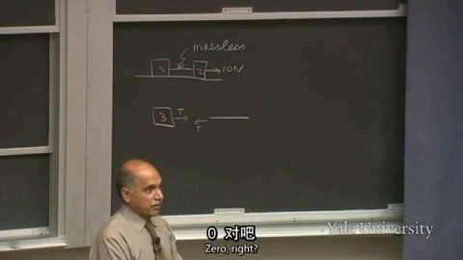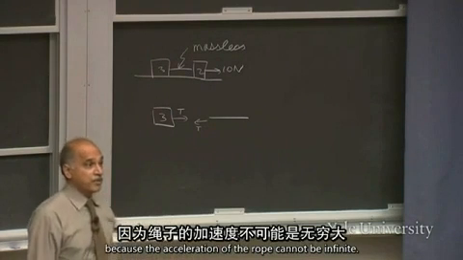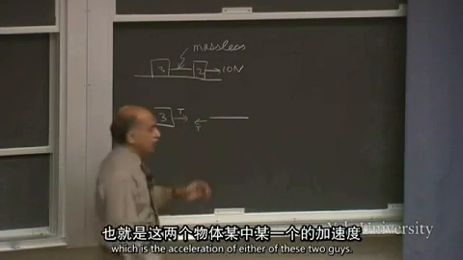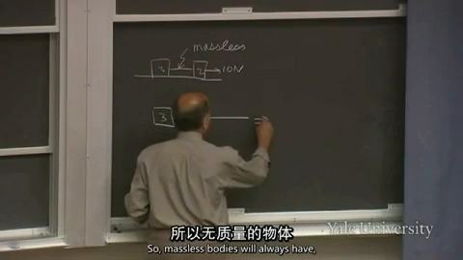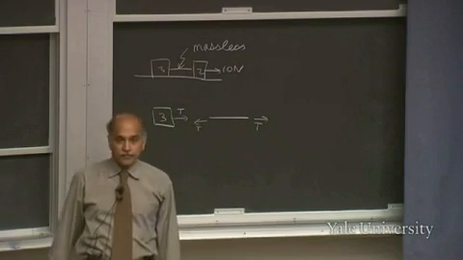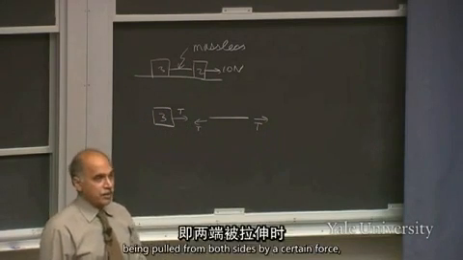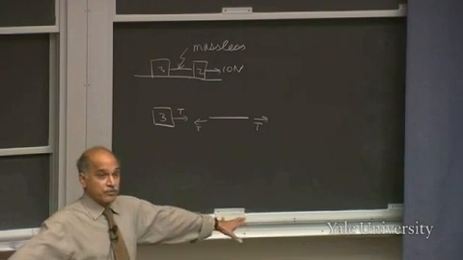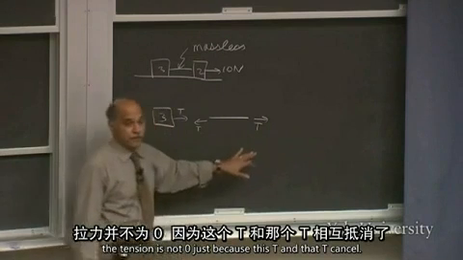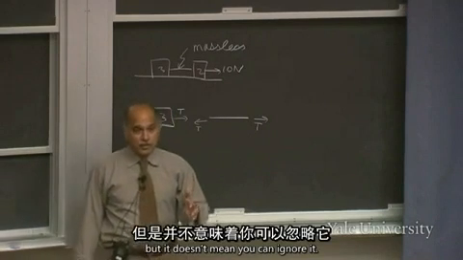0, right? So a massless body cannot have a net force on it because the acceleration of the rope cannot be infinite. In fact, it has to be some finite number, which is the acceleration of either of these two guys. So massless bodies, like a massless rope, will always have equal and opposite forces on the two ends. And that is called the tension on the rope. So when you say the rope is under tension, it is being pulled from both sides by a certain force. The tension is not 0 just because this T and that T cancel. It's true the net force is 0, but that doesn't mean you can ignore it, right?